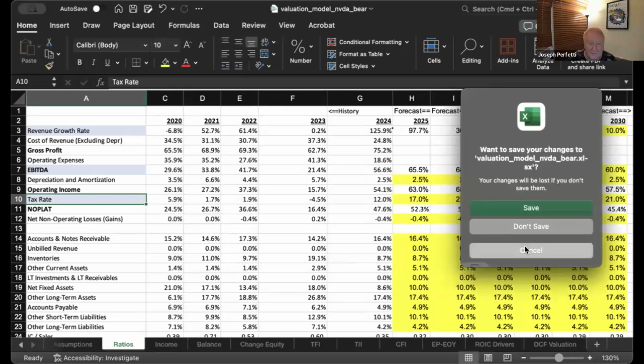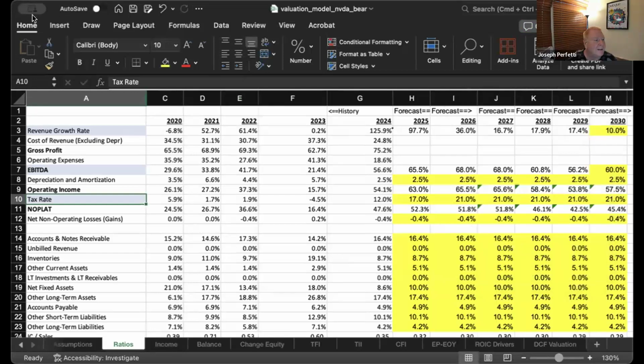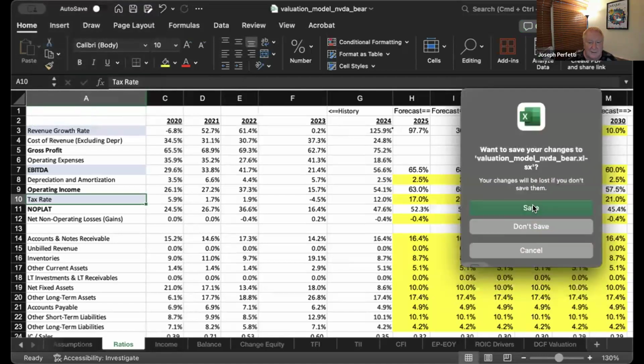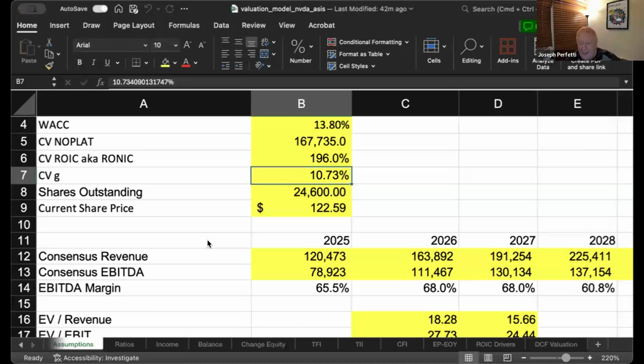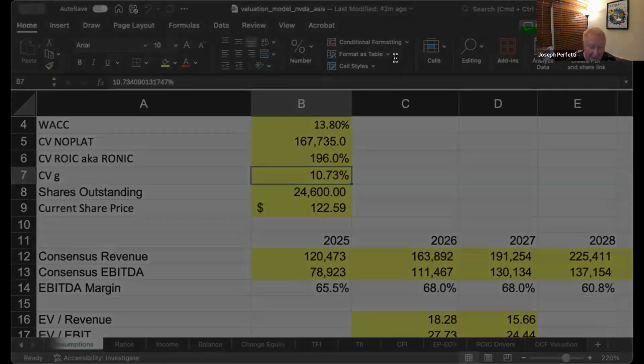Let me save it. All right, let's go back. Close the bear. Save. There it goes. And then I'm going to go back to my as is, which I will share. And now I'm working on the target. So file, save as, target. This is my 4th Excel model.